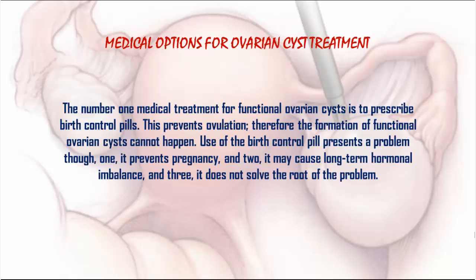Medical options for ovarian cyst treatment. The number one medical treatment for functional ovarian cysts is to prescribe birth control pills. This prevents ovulation, therefore the formation of functional ovarian cysts cannot happen. Use of the birth control pill presents a problem though. 1. It prevents pregnancy, 2. It may cause long-term hormonal imbalance, and 3. It does not solve the root of the problem.